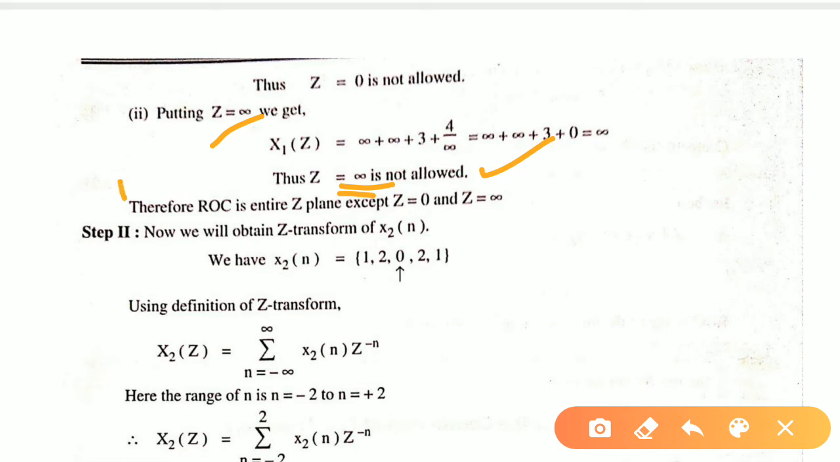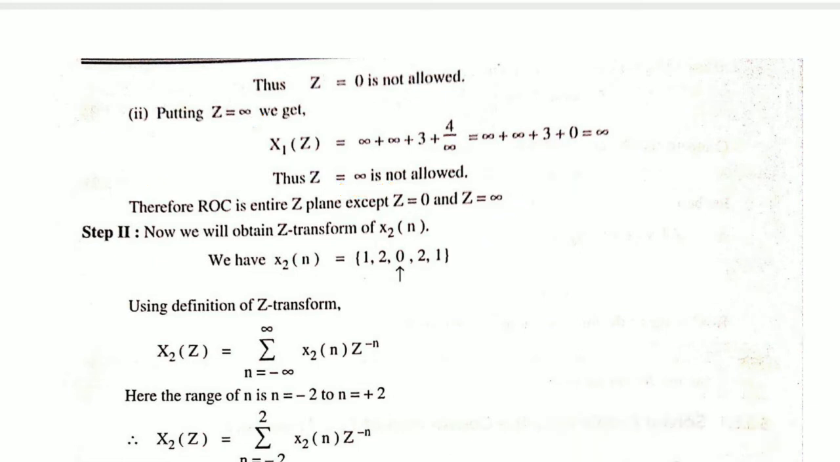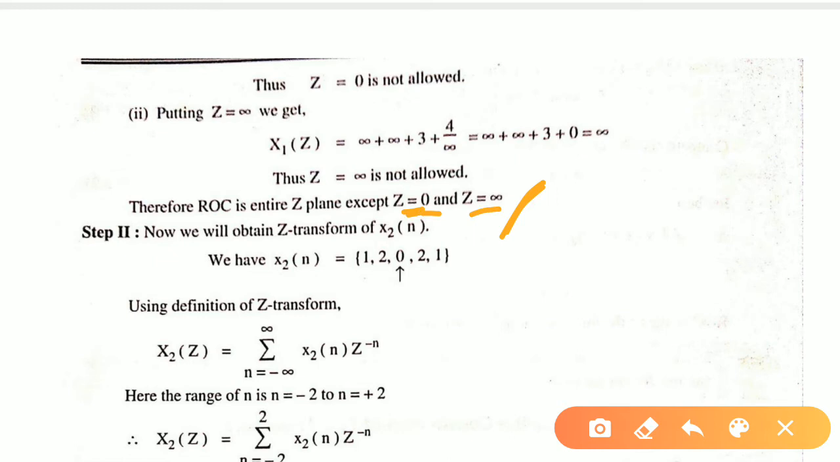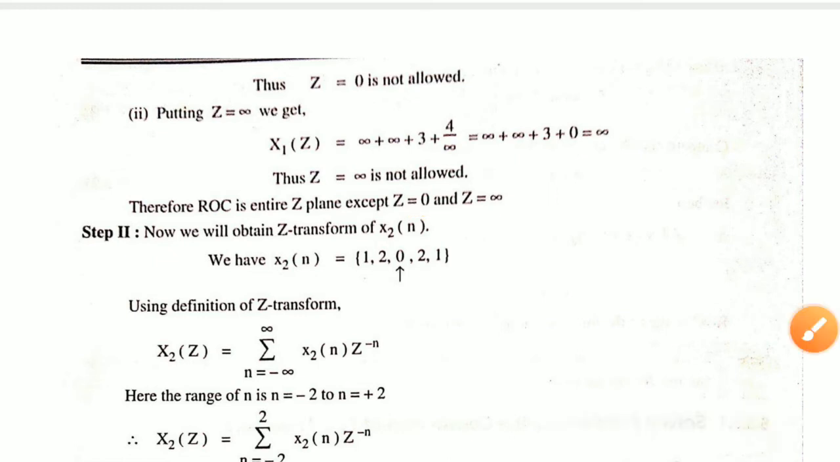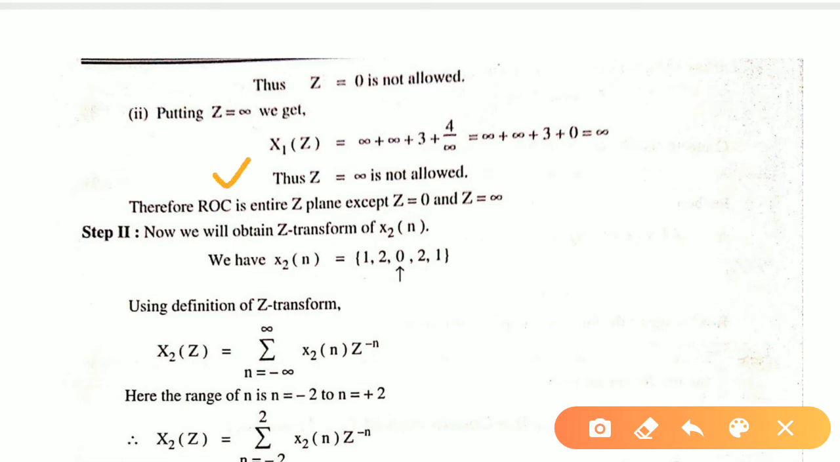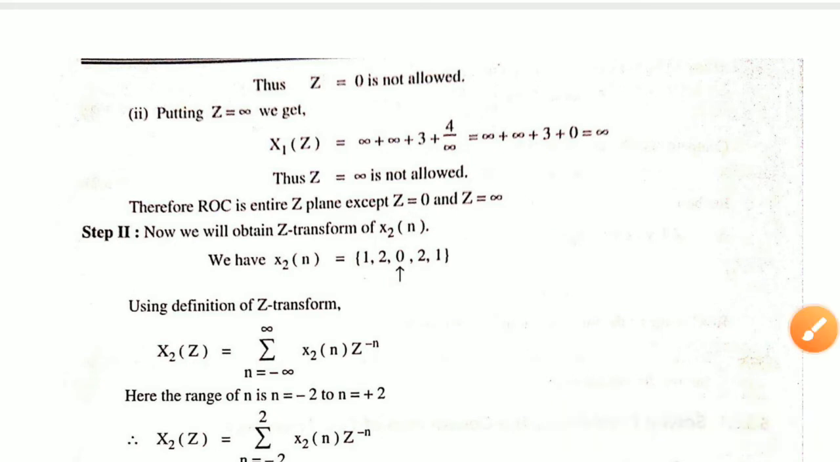So the line becomes: ROC is the entire z plane except z equal to 0 and z equal to infinity. Because for z equal to 0 we are getting an infinite value, and for z equal to infinity, after putting these two values in the above equation, we are getting infinity again. So there will be infinity in both cases, z equal to 0 and z equal to infinity. So our final line becomes: ROC is the entire z plane except z equal to 0 and z equal to infinity. This will be our ROC condition.